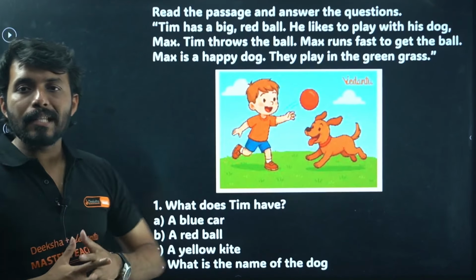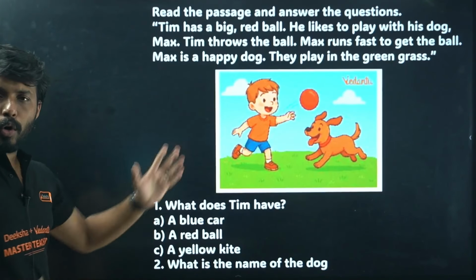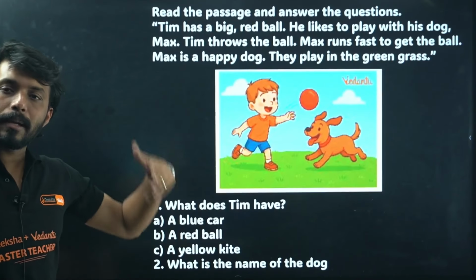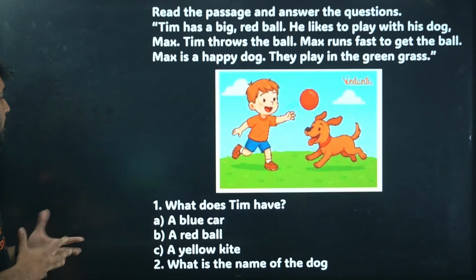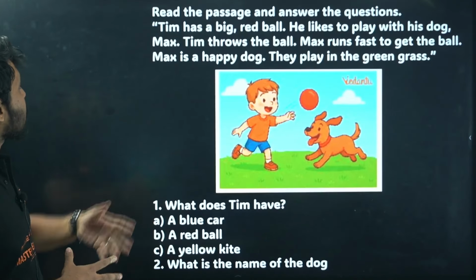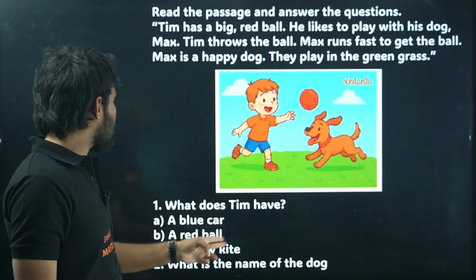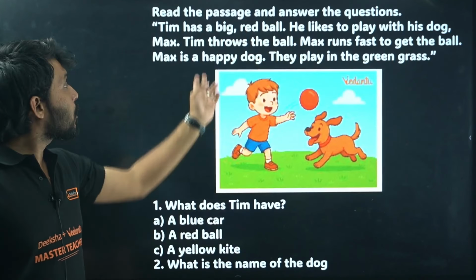So here is a sample reading comprehension passage, a very simple passage. I'm not going to start with the passage, I'm going to read the questions and then proceed with the passage. What does Tim have is the first question. What is the name of the dog is the second question. So now let us read. Tim has a big red ball. I have the answer here. Tim has a big red ball is the answer. I have written that. Okay, moving on.